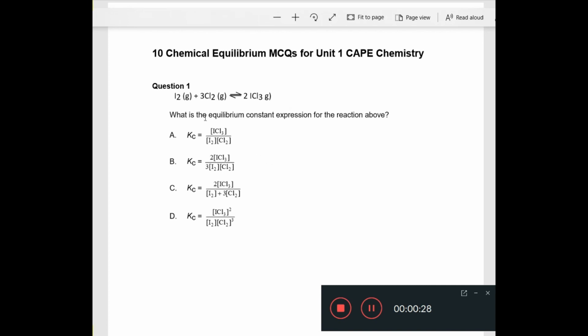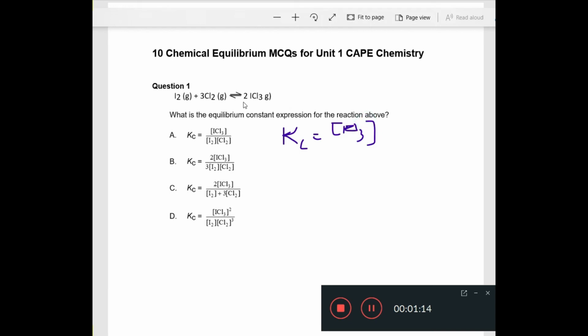Question 1 is asking you for the equilibrium constant expression for the reaction between iodine and chlorine to produce iodine trichloride. Now let's look at it. We know that the equilibrium constant is an expression which gives roughly the ratio of the concentrations of the products relative to the reactants at equilibrium. So we're going to need the concentration of the product. In this case, the product is ICl3.